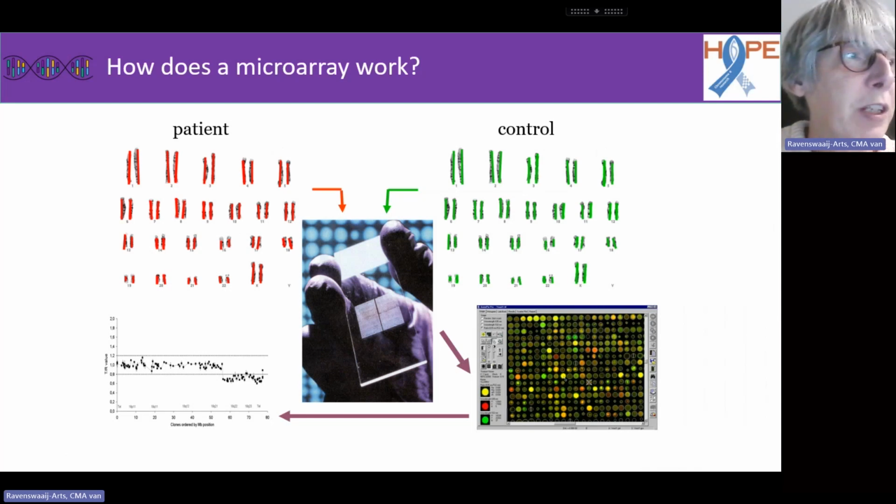And of course, this is just an example of chromosome 18. We can do the same for chromosome 6 and for all other chromosomes. So usually when we do a microarray in a patient, we look at all the chromosomes. Are all these spots in between the lines, and are there equal amounts of patient and control DNA? I'm going to show you examples of that. Chromosome 6.